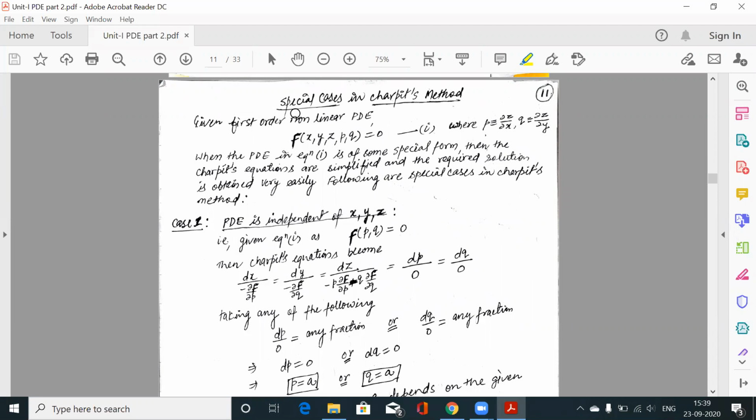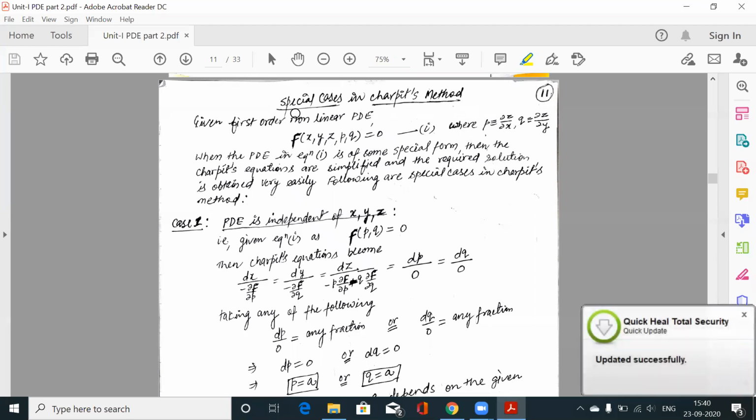This topic is in continuation of the previous lecture, which was the solution of nonlinear first order PDE. We have seen in the last lecture that the Charpit method is used to solve nonlinear first order PDE. And what was the method? The method was to first keep all terms on one side to make it the standard form.